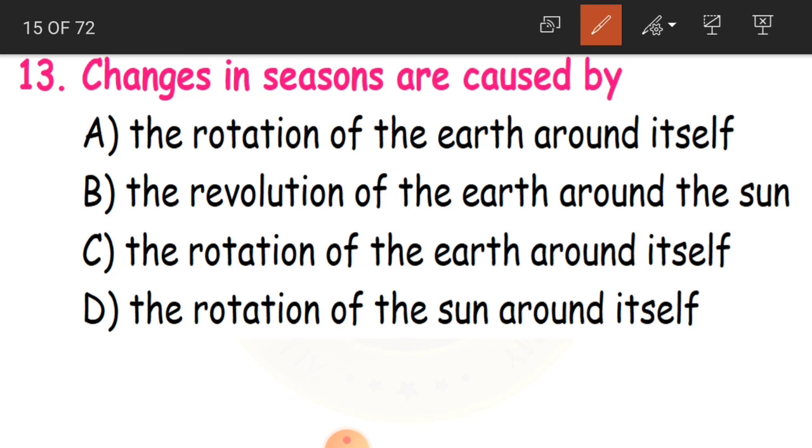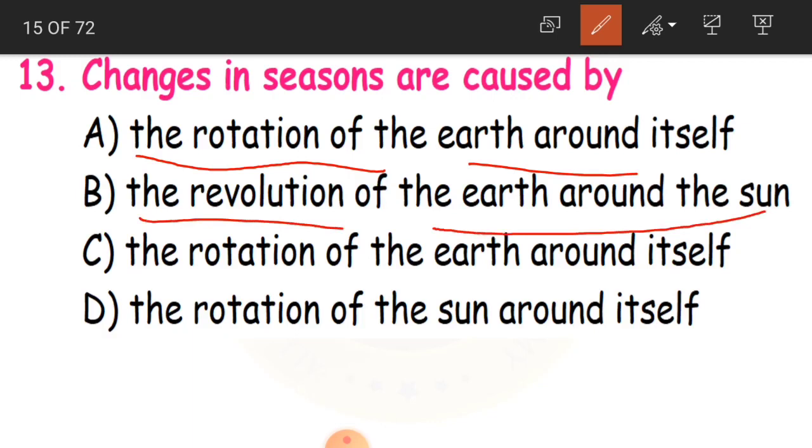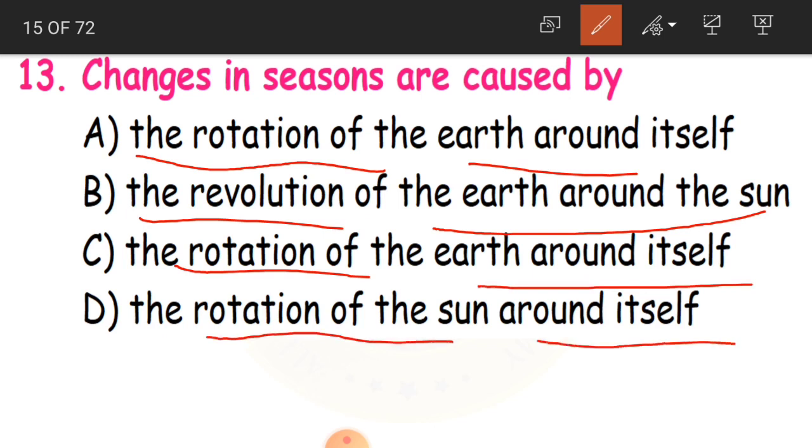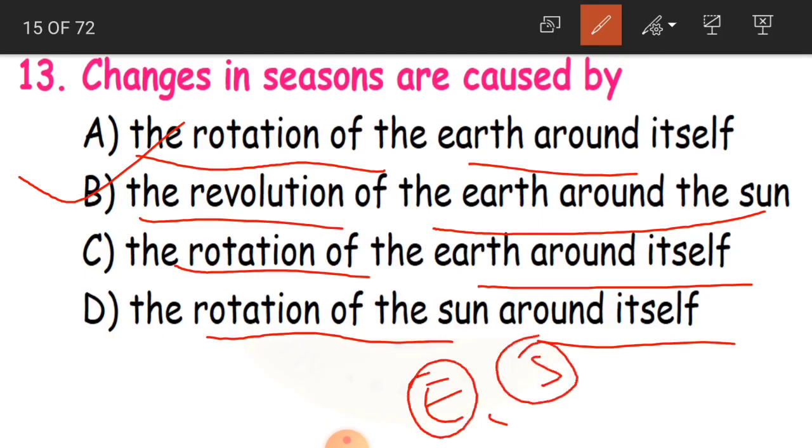Why are they caused? The options are the rotation of the earth around itself, the revolution of the earth around the sun, the rotation of the earth around itself, and the rotation of the sun around itself. And option B is the correct one. So, the revolution of the earth around the sun. When earth is revolving around the sun, children, what happens?